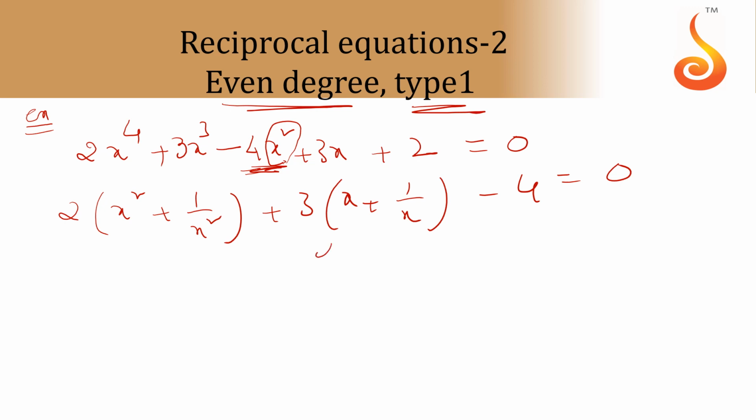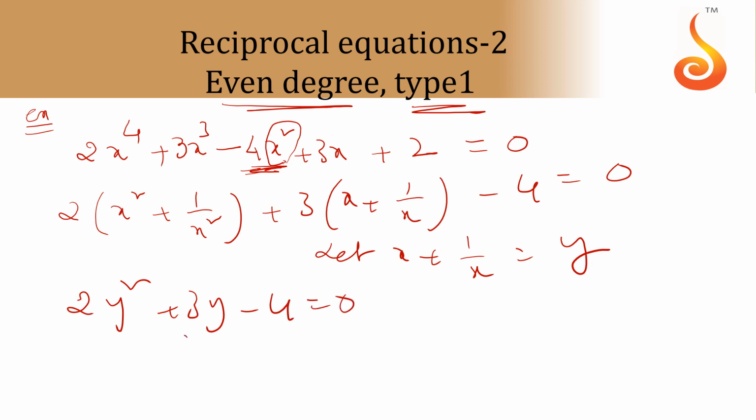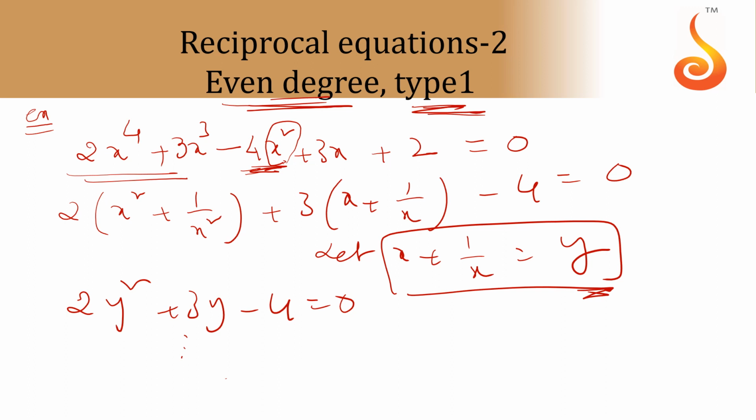Now we will assume here, let x plus 1 by x equal to some y. Then it is given as 2y square plus 3y minus 4. Quadratic, you will solve for y. Those y values you will again take in this substitution. Then you will get quadratic in x for 2 values of y. So x will have 4 values. So this is a way how even degree type 1 you will solve.